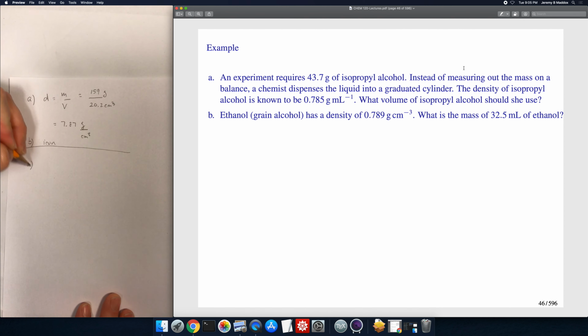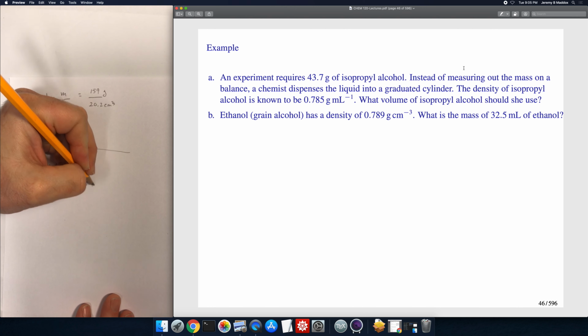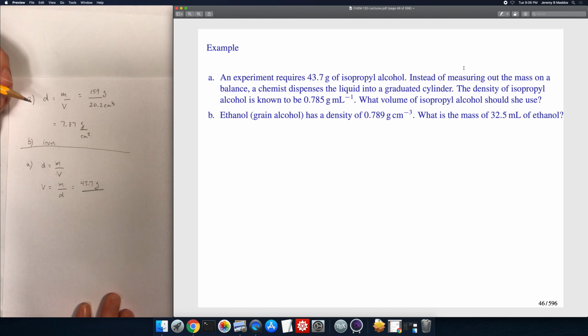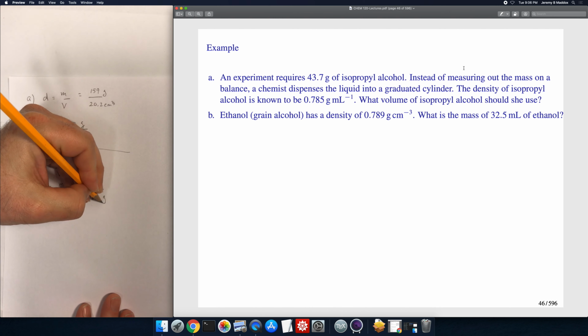So what I'm going to do is I'm going to take the density formula. This problem is asking us to find the volume. We know the mass that we want, and we know the density, but we want to find the volume. So I need to rearrange this equation. I'll move the volume over, solve for volume, and I'll move the density down below. So I've moved the volume over and the density down. We'll plug in the mass that we want, 43.7 grams, and we'll divide that by the 0.785 grams per milliliter.